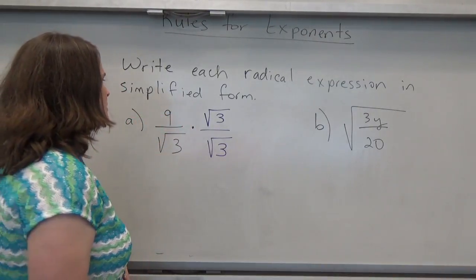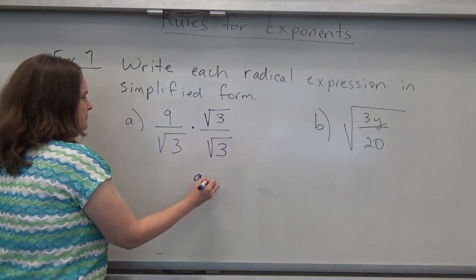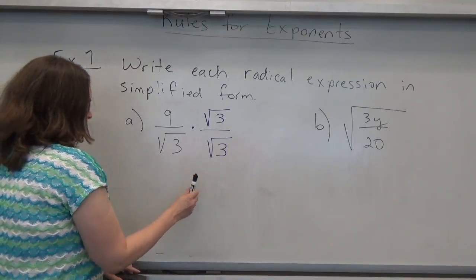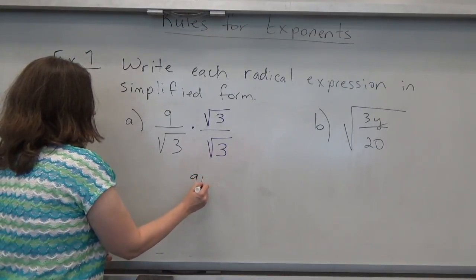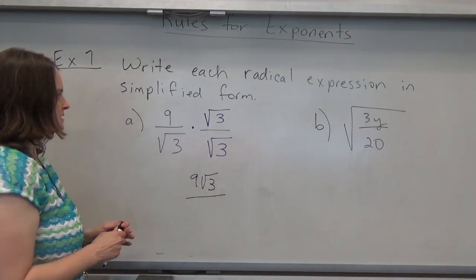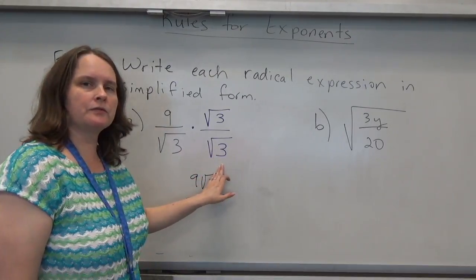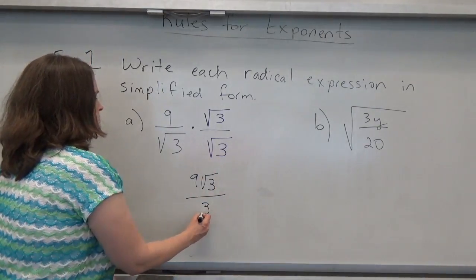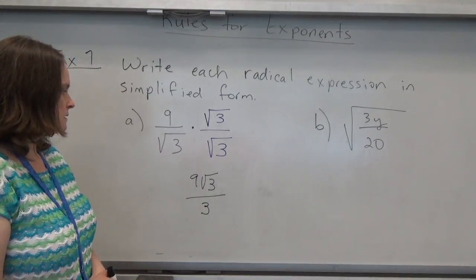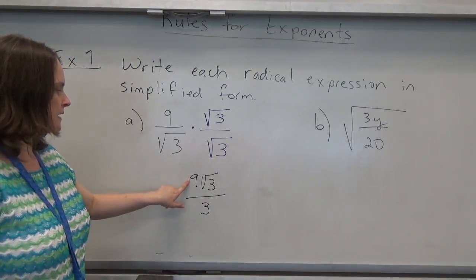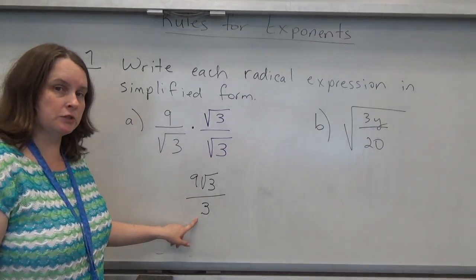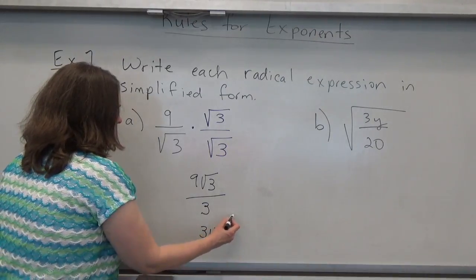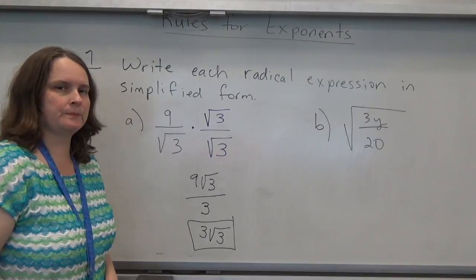Multiplying across the top now, I've got 9 times the square root of 3. Let me get out my black pen now. My denominator, square root of 3 times the square root of 3 is the square root of 9, which is 3. Okay? This can be simplified. The 9 on the outside and the 3 in the denominator need to be reduced. So it becomes 3 times the square root of 3 for my answer.